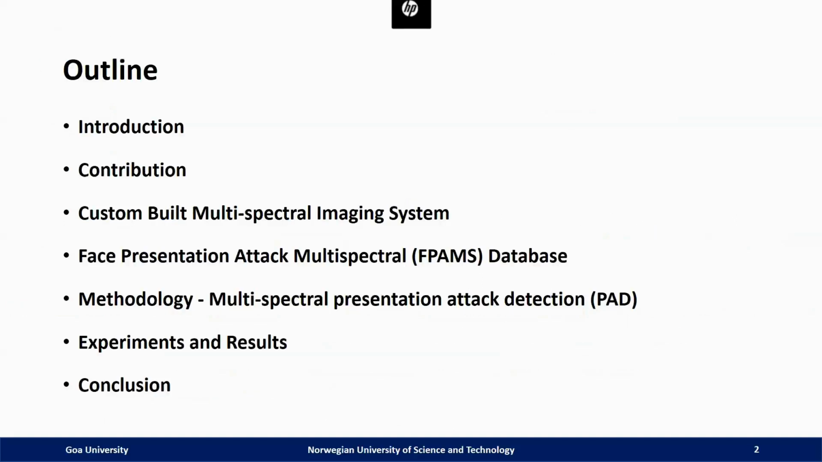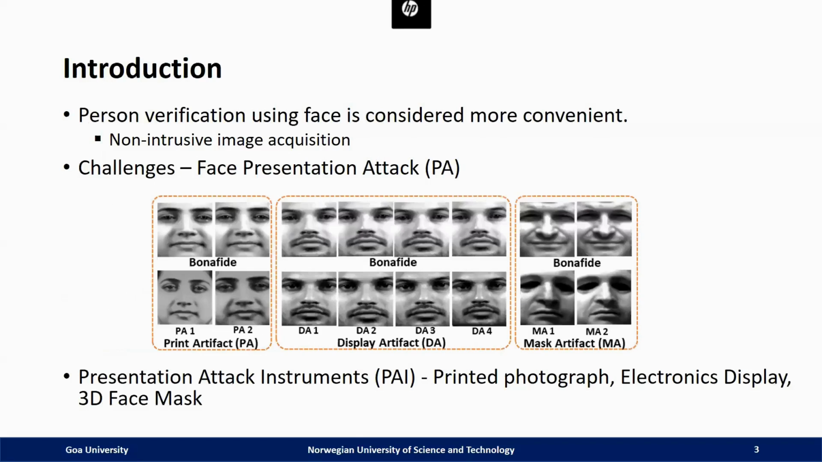So, the standard outline. I start with a quick introduction, then we discuss our contribution, and then some information about the built-in sensor, because the sensor we have used is a very low-cost, custom-made sensor, so very little information on that. Then we discuss the database that we have collected. This database is also publicly available so that any interested researchers can make use of it. The simple methodology we used to do the combination at the image level as well as at the score level will be discussed, and then we have experimental results and conclusion.